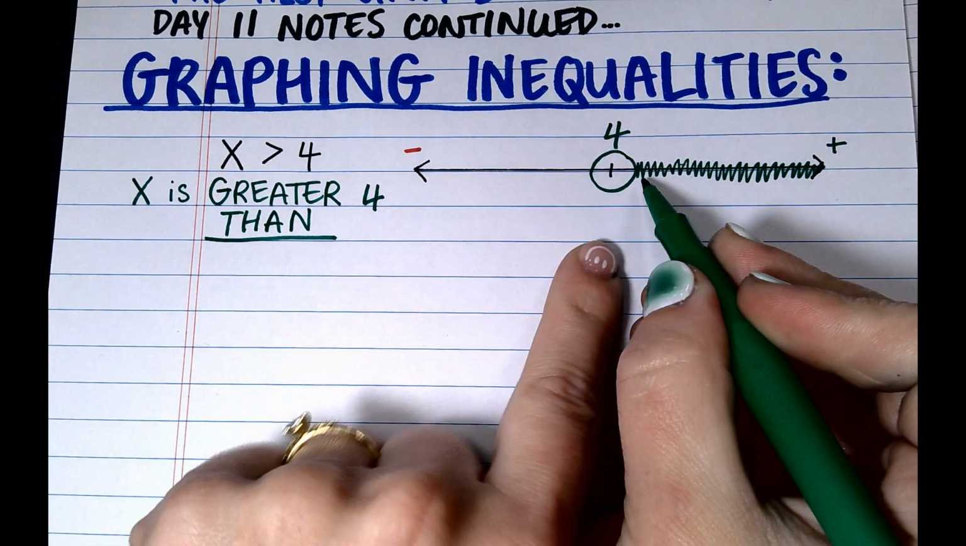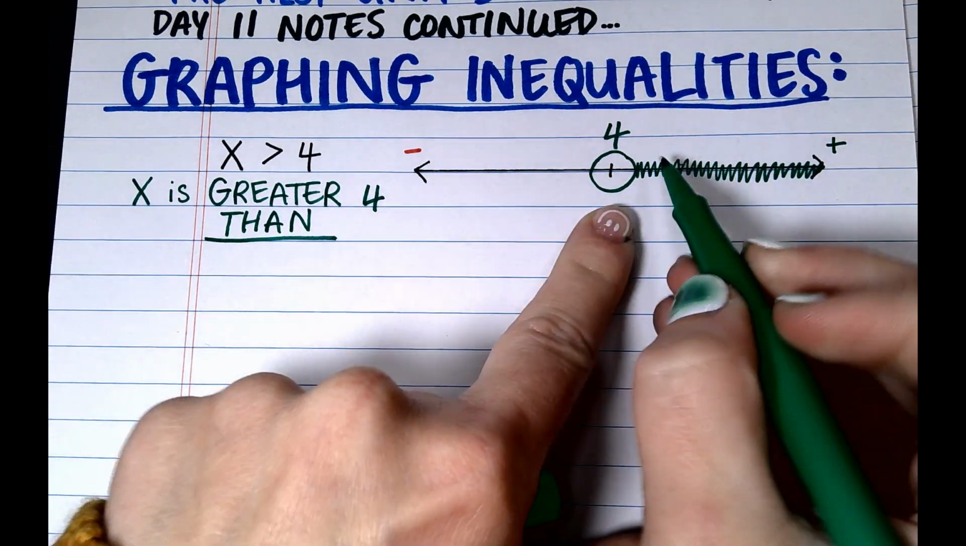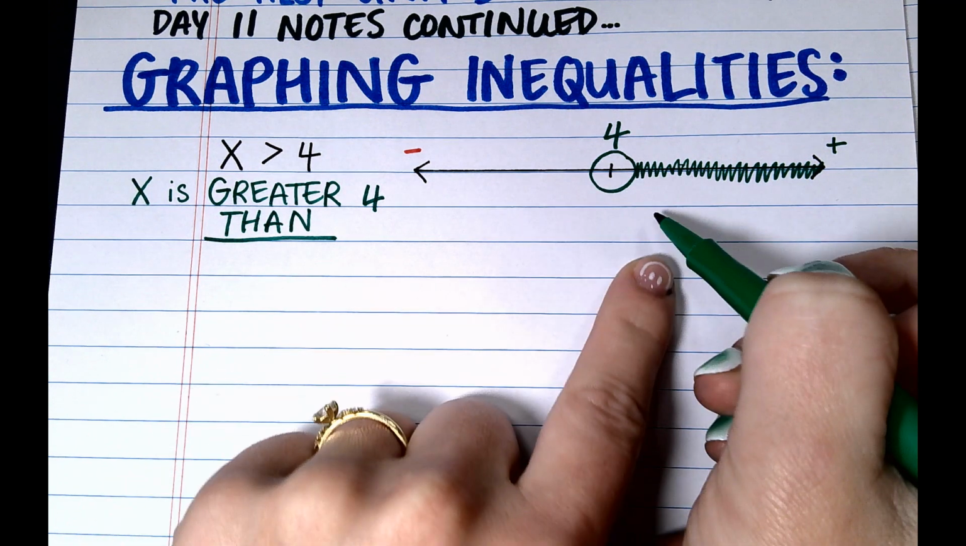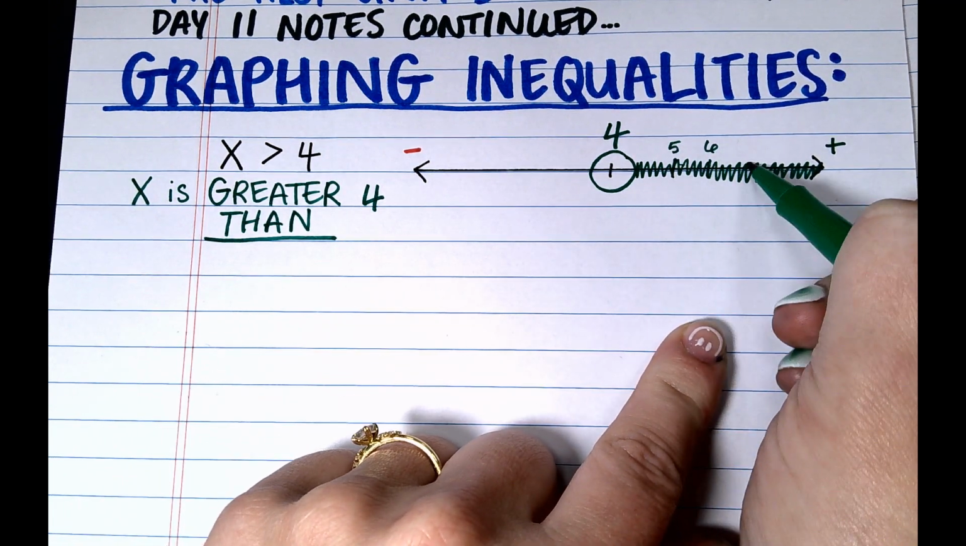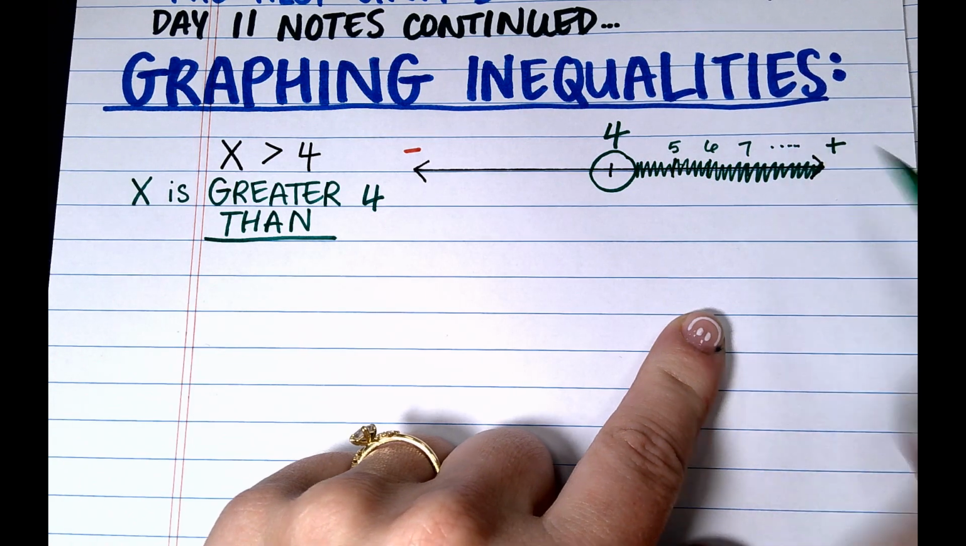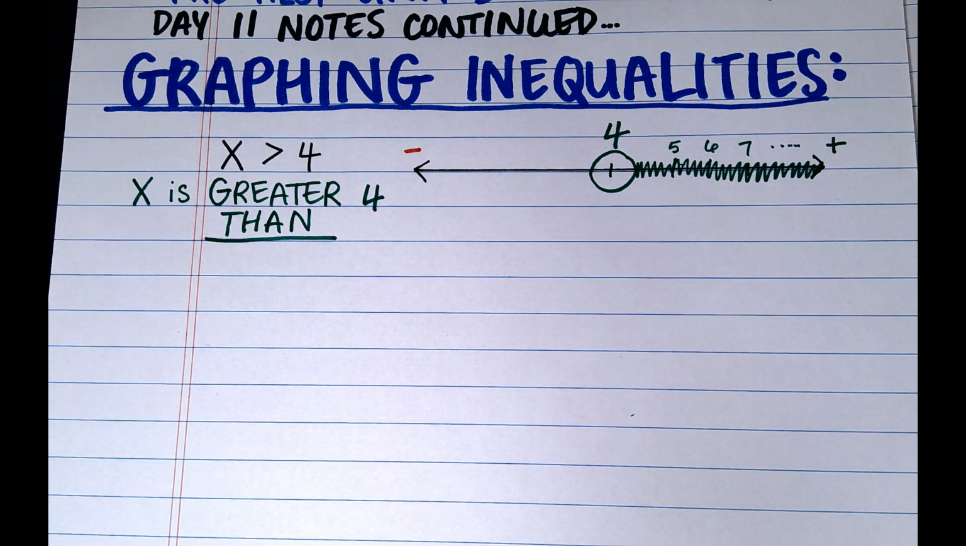Yes. So this represents everything over here. Like if we were to add more numbers to this number line, this could be 5, 6, 7, and it goes on forever until infinity. So this graph does represent every single number that x could be. Because nobody wants to write all those numbers, so we just draw a picture, and it shows it.